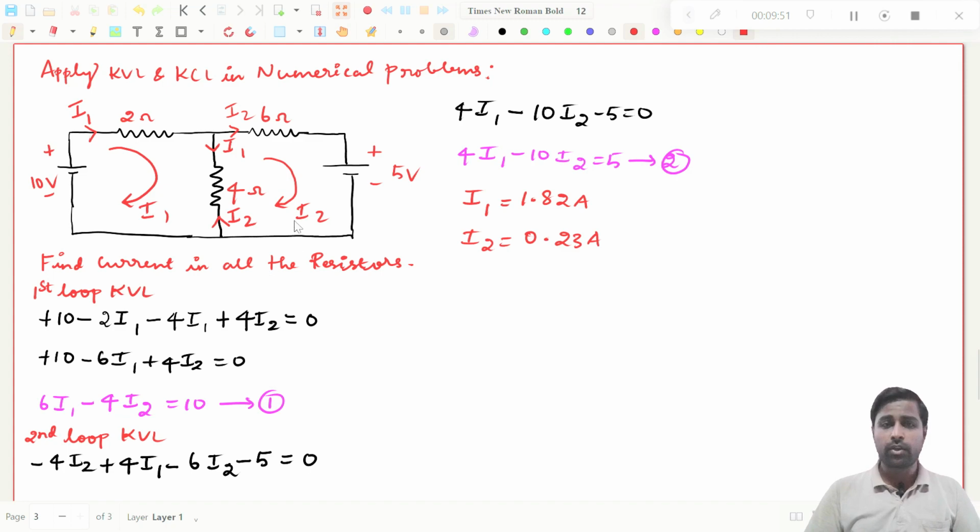Now we have found, try to understand, these two are loop currents. We have found loop currents, but what is the question asked? Find the current in all the resistors, right? We have to find that.